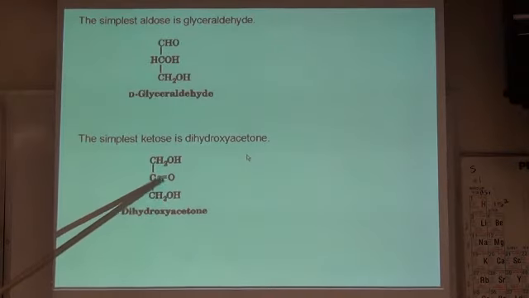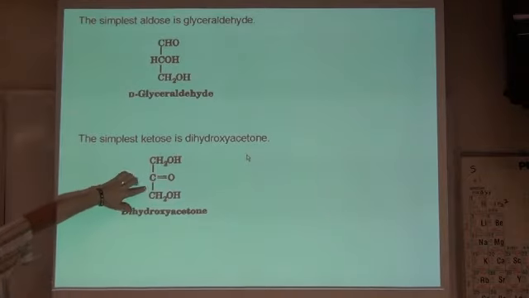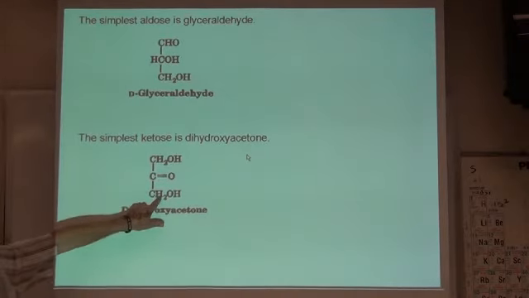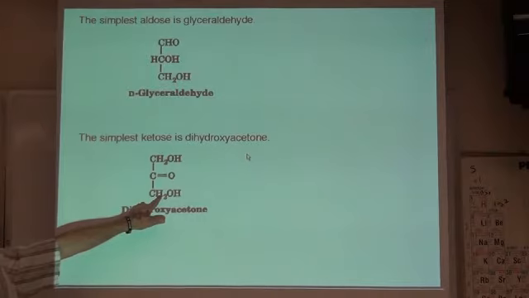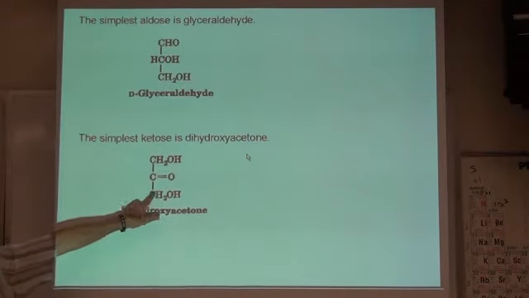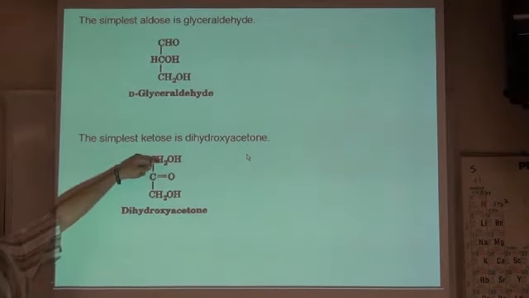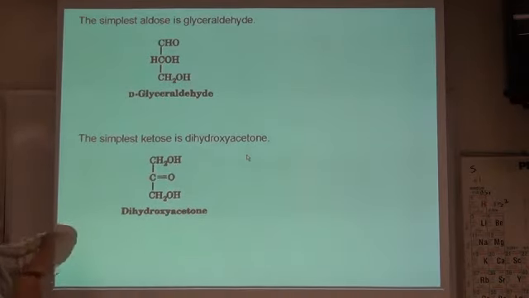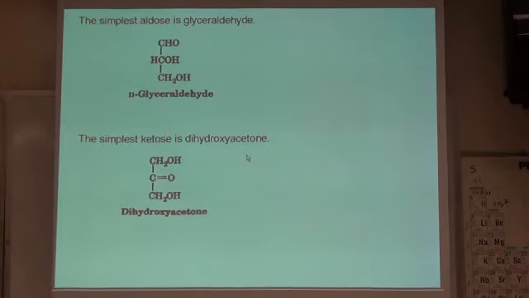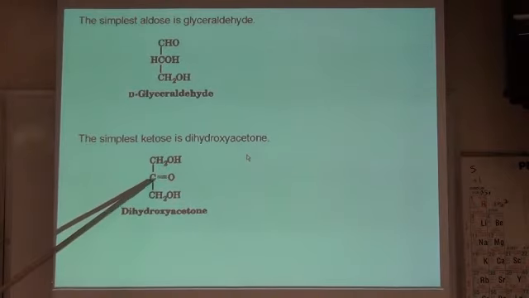The simplest ketone is dihydroxyacetone. Now, remember what acetone was. It was the smallest of our ketones, right? It was the very first member of our ketone class. CH3, C double bond O, CH3. This is dihydroxyacetone. Notice again, each carbon has an OH group on it, and then one of the carbons has a C double bond O, a double bond to an O.